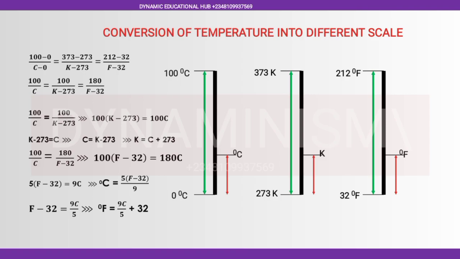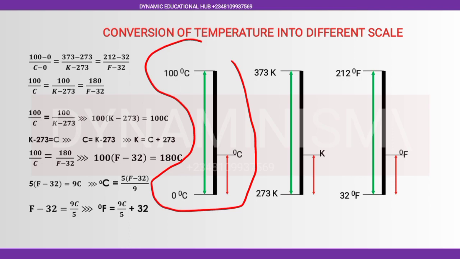Conversion of temperature into different scales. Let's say we want to look at conversion, how you can convert from Celsius to Kelvin, Kelvin to Celsius, Celsius to Fahrenheit, and Fahrenheit to Celsius. You can also have Kelvin to Fahrenheit, and the likes. It's very simple. This is coming from the knowledge of mathematics, and this is also known as interpolation.